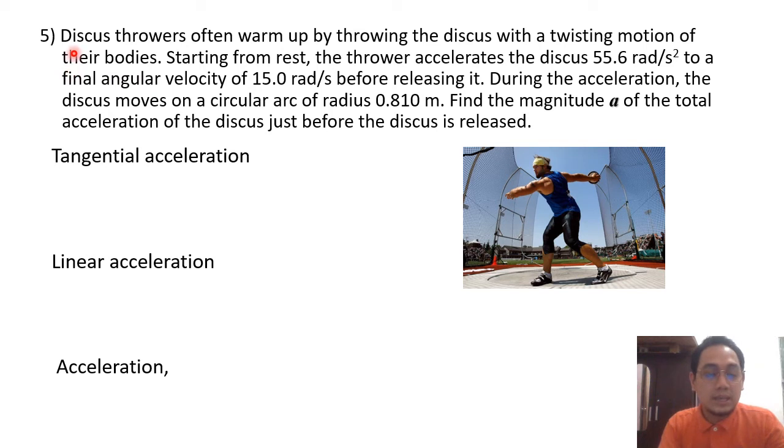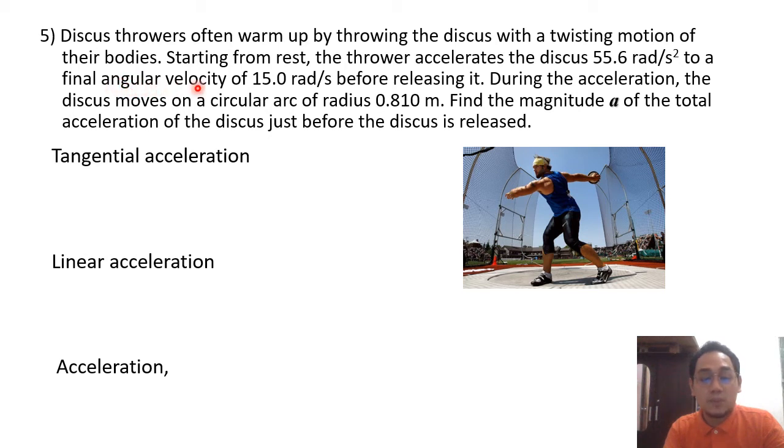Okay, next, question number 5. Discus throwers often warm up by throwing the discus with a twisting motion of their bodies. Starting from rest, the thrower accelerates the discus at 55.6 radian per second squared. So you have been given the value of alpha, which is angular acceleration. How do we know that? Because of the unit radian here. To a final angular velocity of 15.0 radian per second before releasing it. So you have also been given the value of omega.